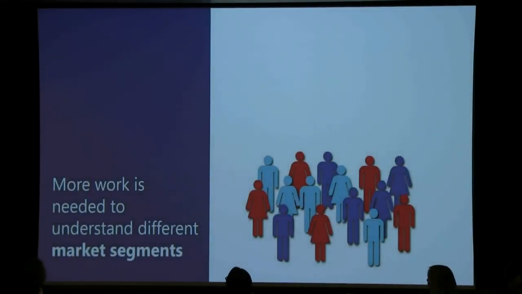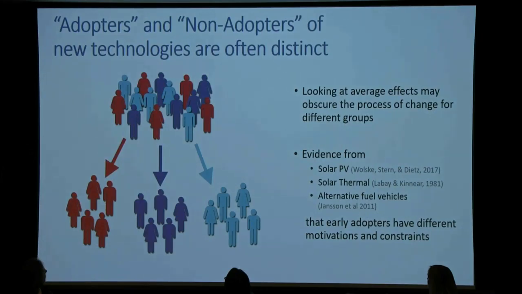We've already hit on this idea of thinking about different market segments. I would say that in a lot of studies, we tend to look for average effects, which could be hiding the processes of change for different groups. Paul already mentioned this, but we've seen this with solar PV. There's also research in solar thermal and alternative fuel vehicles that the people who are the first to adopt those technologies tend to be a little bit different than people who adopt later.